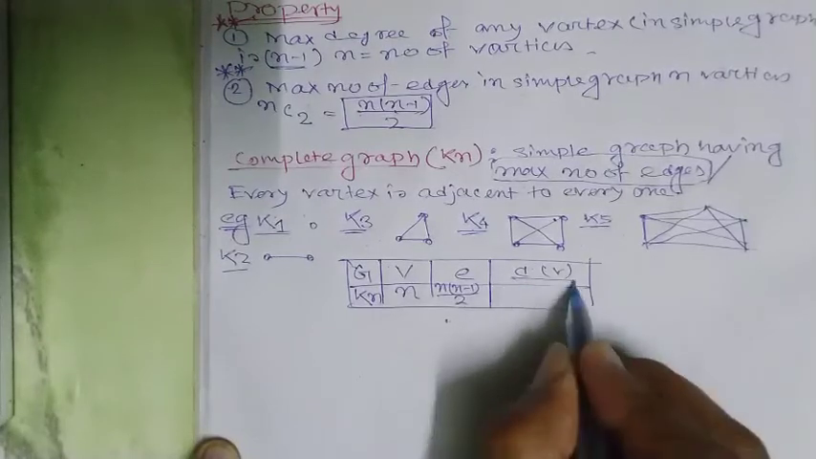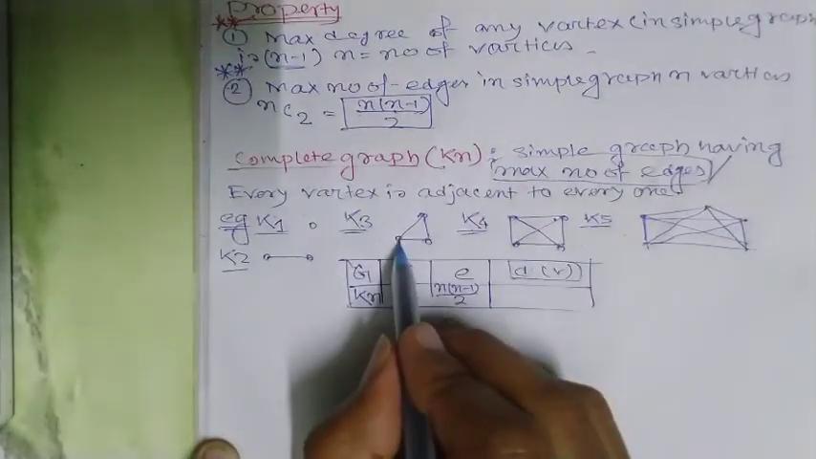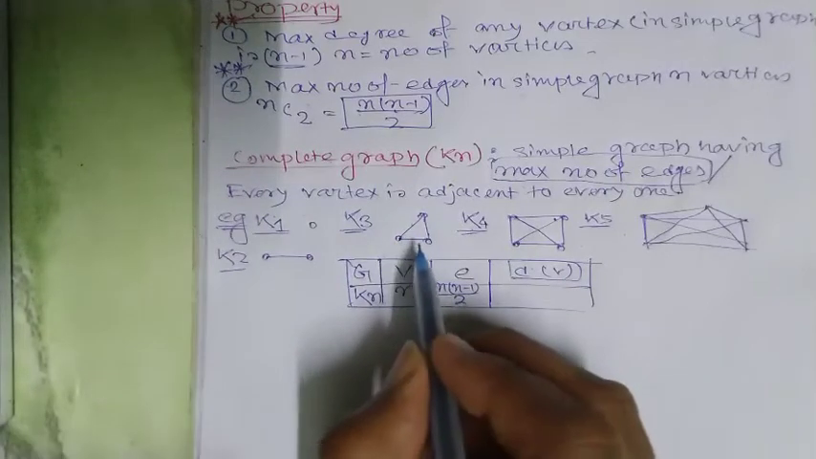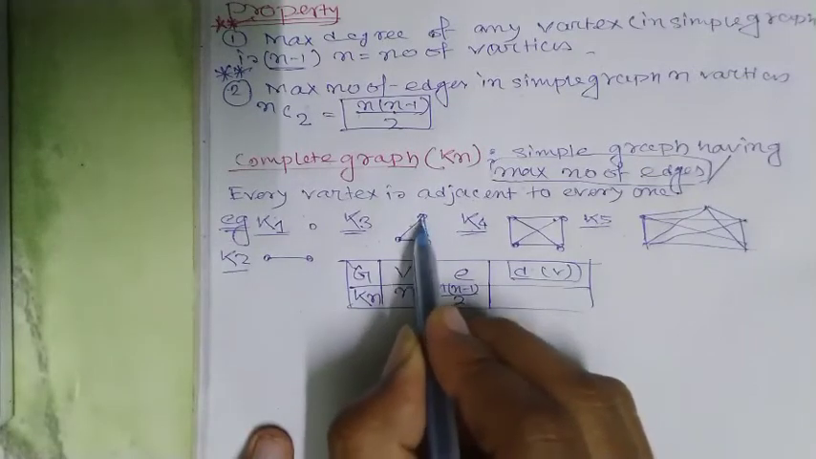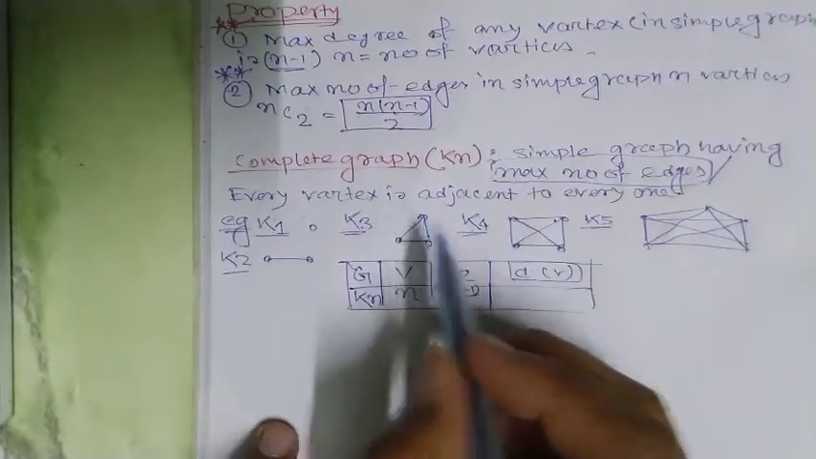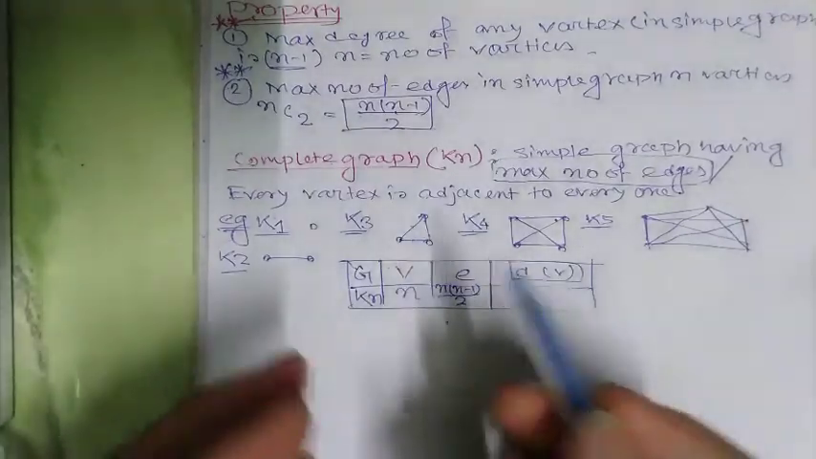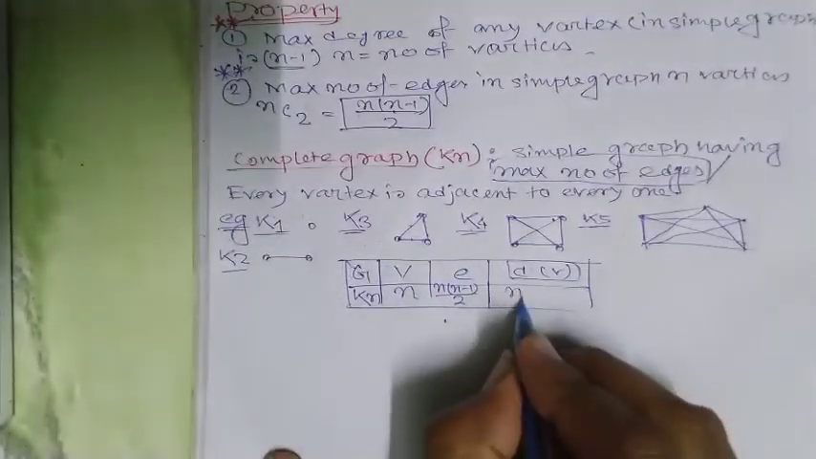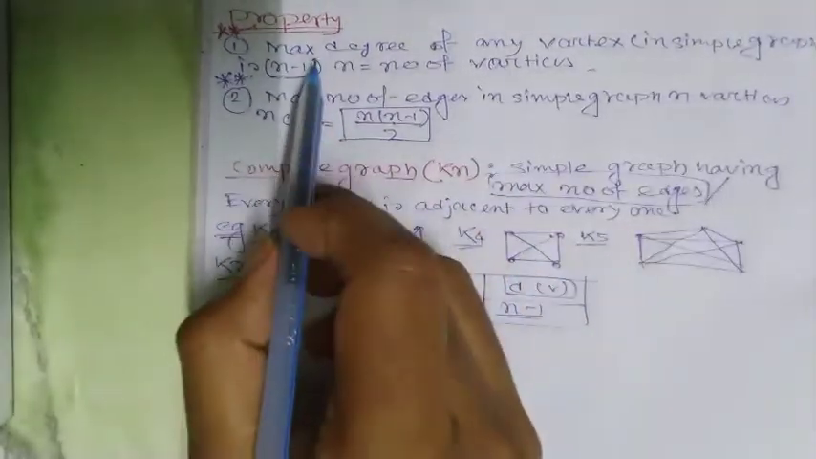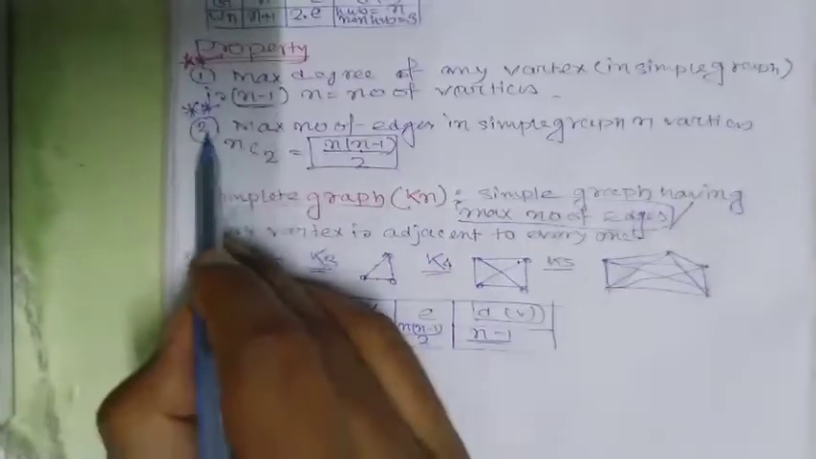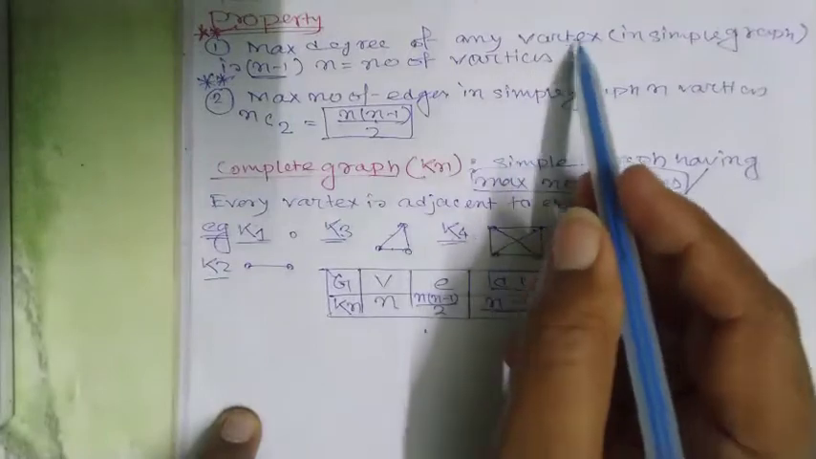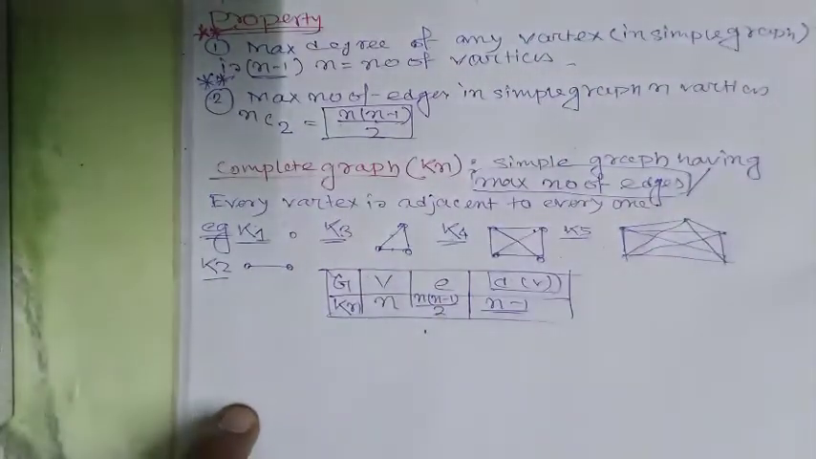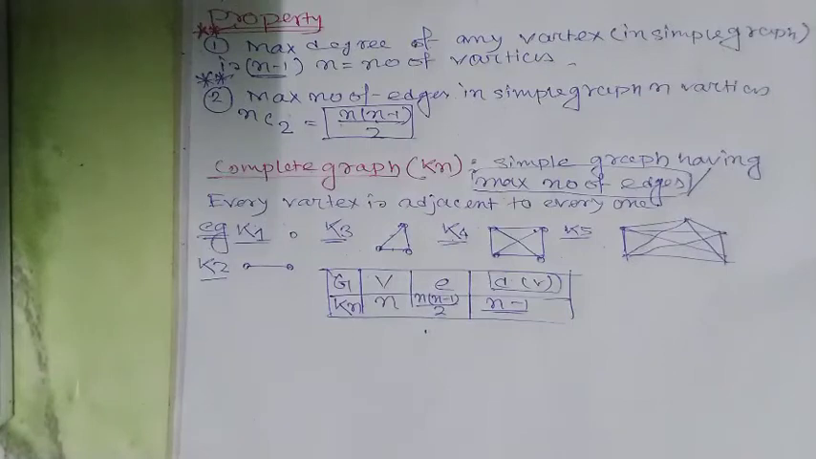And what is the degree of a vertex? Like just say K3, there the degree of this vertex is 2. Every vertex is the same. The degree of every vertex is the same, and that is n minus 1. And we have said that the max degree of any vertex in a simple graph is n minus 1, where n is the number of vertices. So when a graph contains these two properties, that graph is called a complete graph. Okay, this is all about the complete graph.